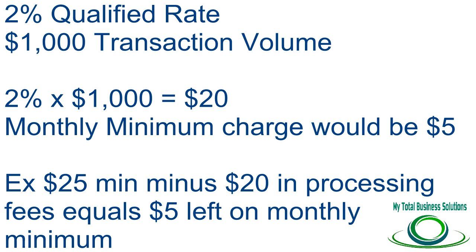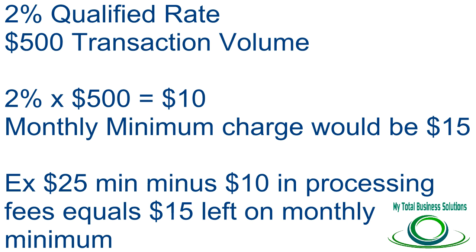Let's take a look at this next example. On this next example, we're going to use $1,000 in monthly transactions. So when you take the 2% times $1,000 in monthly transactions, that equals $20 in processing fees. Now remember, you have a monthly minimum of $25. So when you take that $25 minus the $20 in monthly processing fees, you still have $5 left on your monthly minimum. That'll show up under monthly minimum, and the amount would be $5 on this month's processing statement.